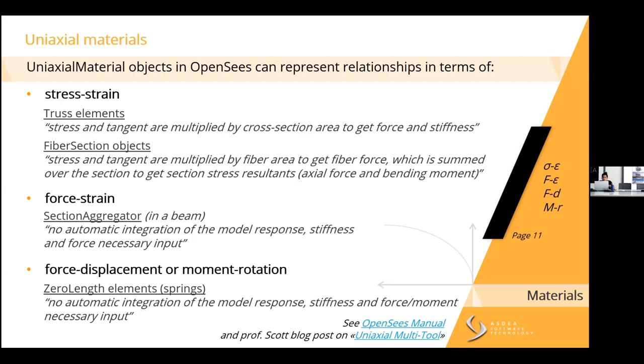Instead, for example, in zero length elements, which are collapsed elements often used to model springs, you don't have automatic integration of the model response, but you can model a force-displacement or moment-rotation relationship at that point. It's an interesting read, Professor Scott's blog post about uniaxial materials, which explains this concept further and helps you understand that the uniaxial material is a multi-purpose tool that you can use at will to model whatever kind of relationship you want.